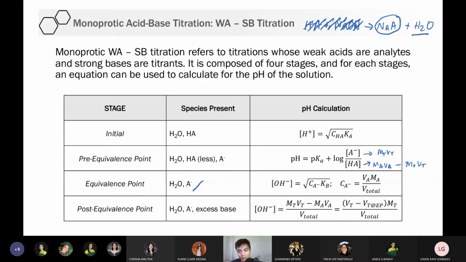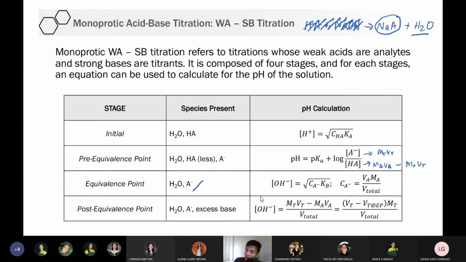Nagigets ba? Bakit ganun? Bakit greater than 7? Kasi nga base, and remember, kapag base, pH is greater than 7. So, kapag nakakita kayo ng WASB titration, wag nyo isasagot 7 dito. SASB lang yun pwede or SBSA. Pero kapag dito, isosolve mo talaga. Na wala kang kawala sa solving. Kaya nga may nakalagay dito.